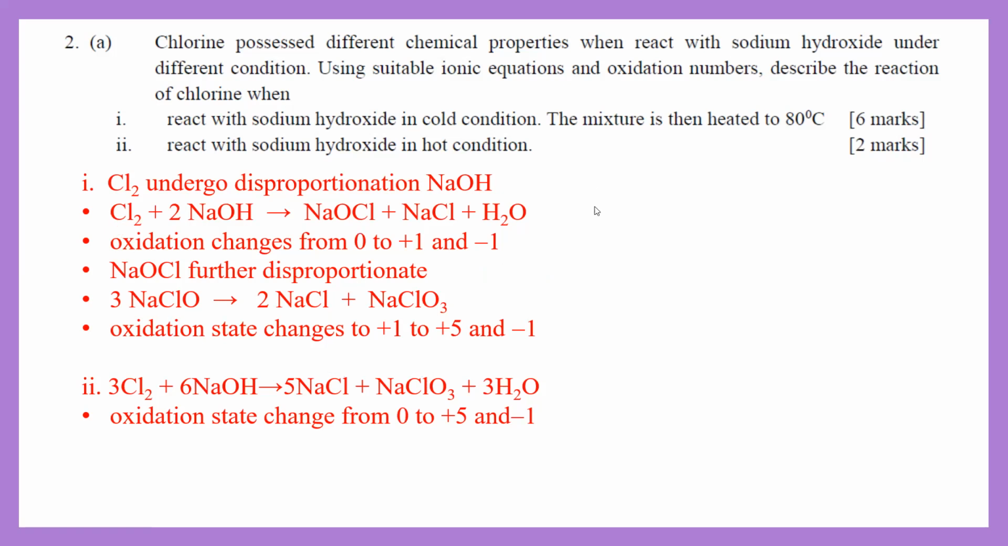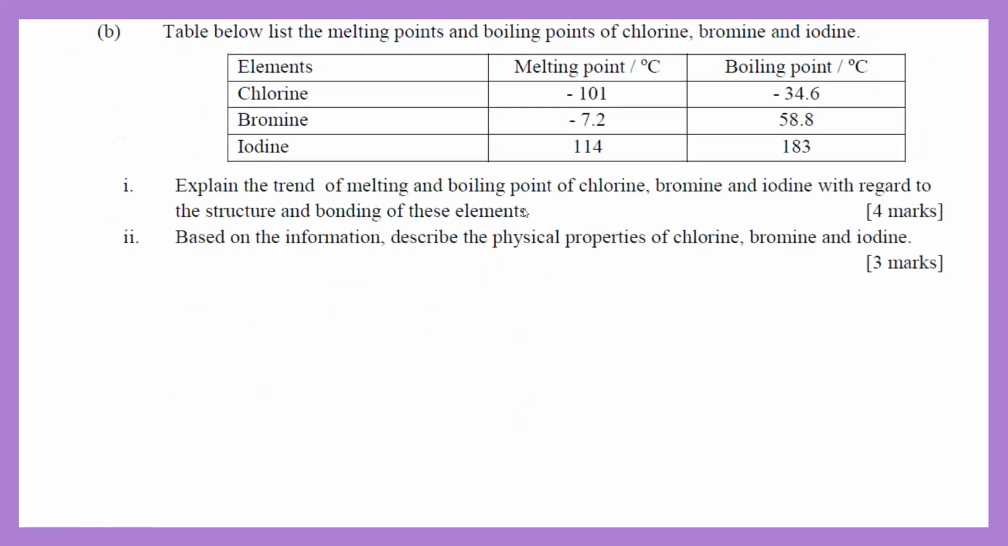Then we are going to continue with question number 2B. The table below lists the melting point and boiling point of chlorine, bromine, iodine. Number 1, explain the trend of the melting point and boiling point of chlorine, bromine, iodine with regard to the structure and the bonding of this structure. And number 2, based on the information, describe the physical properties of chlorine, bromine, and iodine.